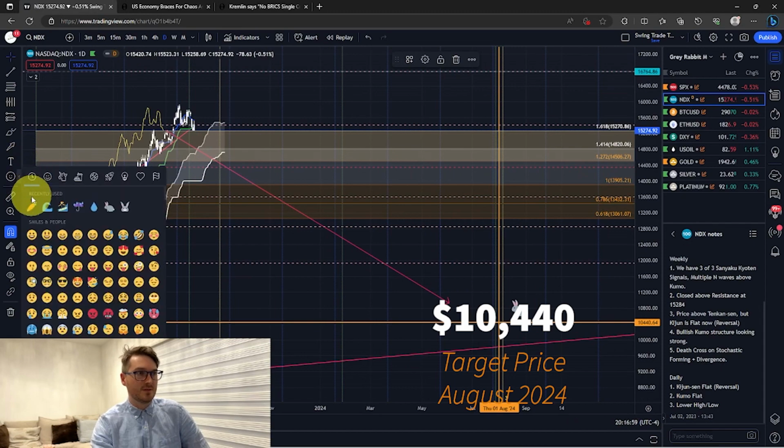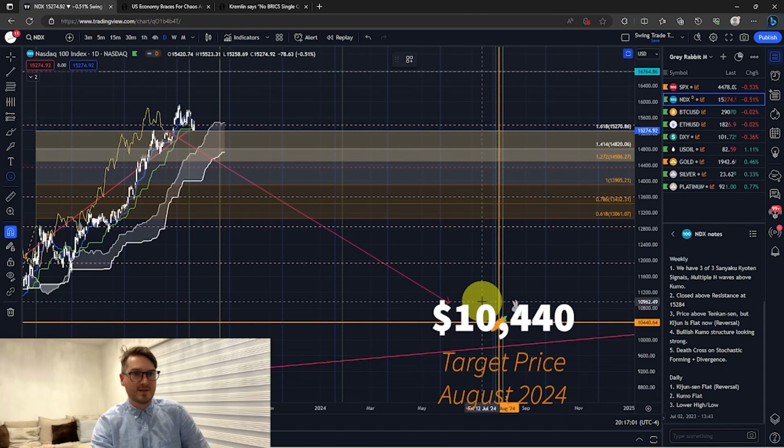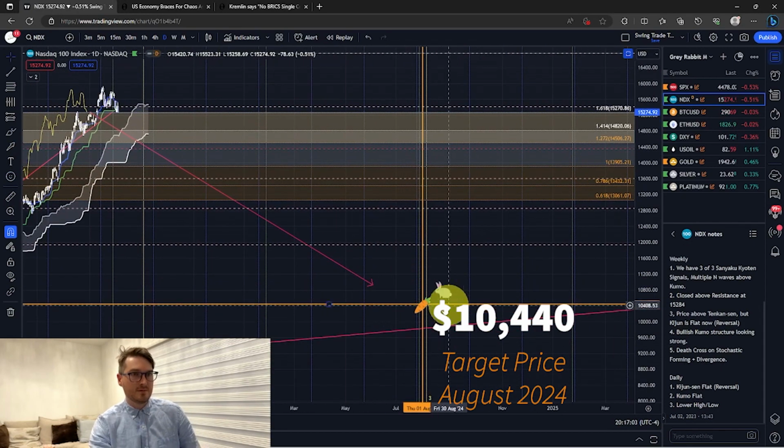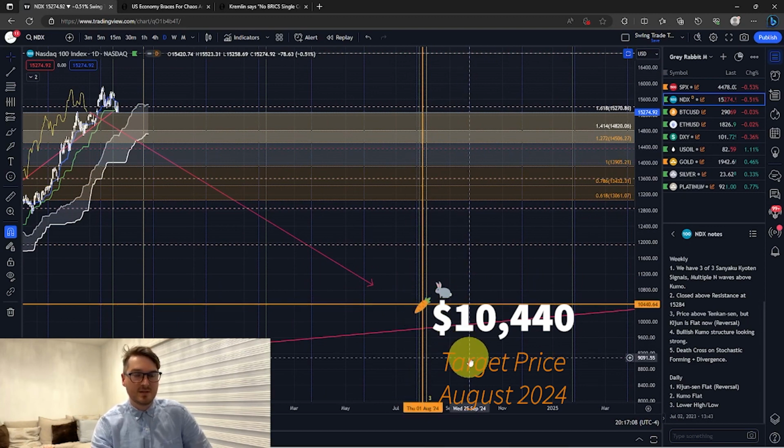Let's put our caret in here. And I'm expecting to reach this target of 10,440.64 around August 2024.